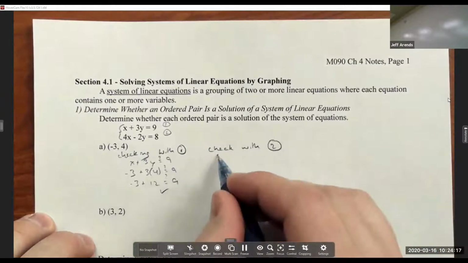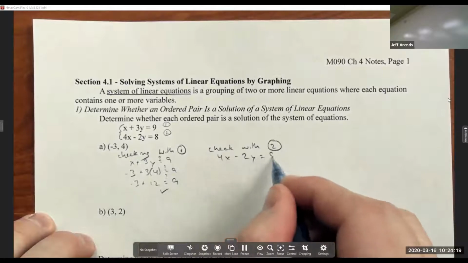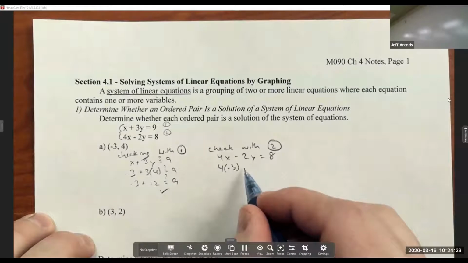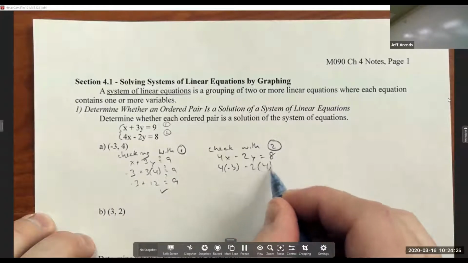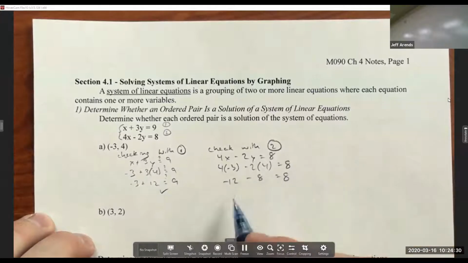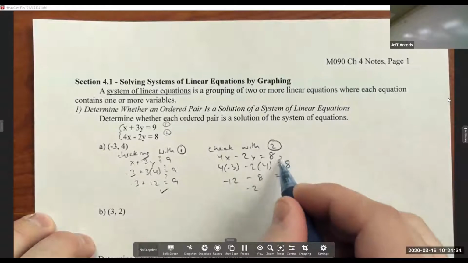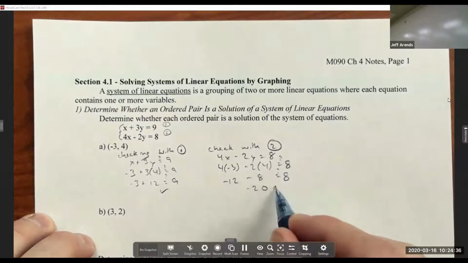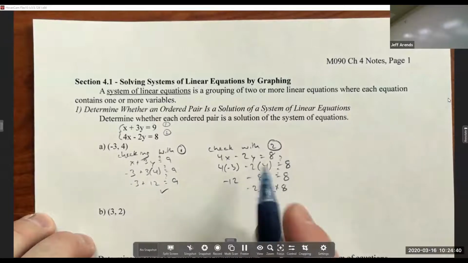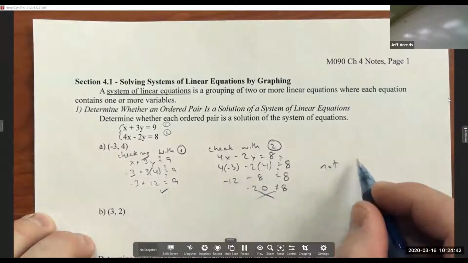Checking this with the second equation, which is 4x - 2y = 8, I'll do 4 times -3 minus 2 times 4 equals 8. That's -12 - 8 = 8. And well, -20, again, these are question marks, -20 is not equal to 8. So it fails to satisfy the second equation. So this is not a solution to the system.